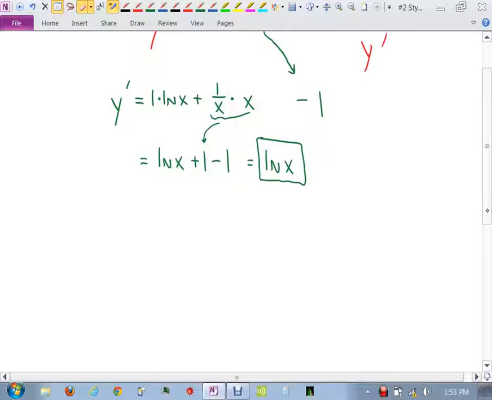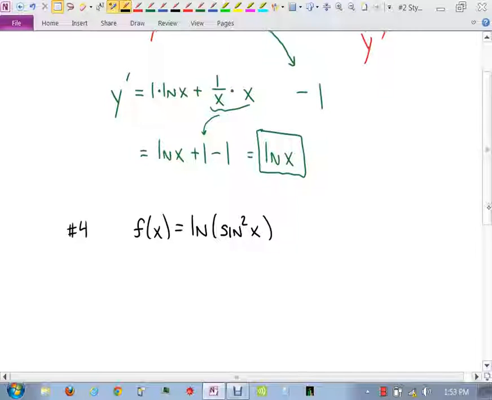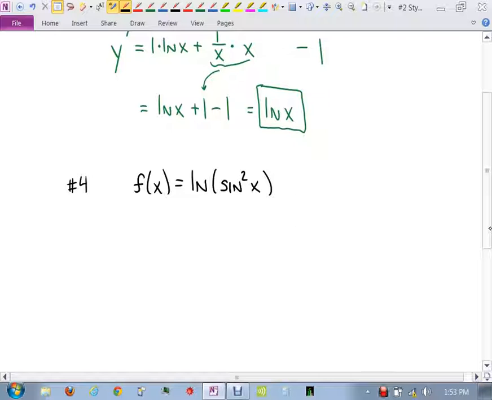All right, let's move on. How about number 4? So we have y equals, no, it's f of x again. f of x equals natural log of sine squared x. So what rule or rules do you see here?